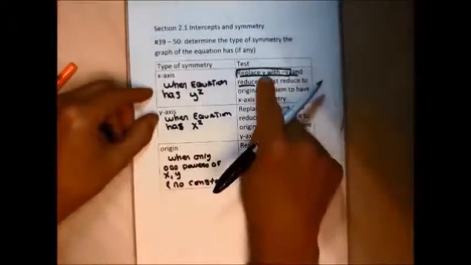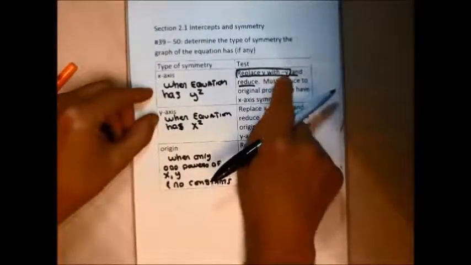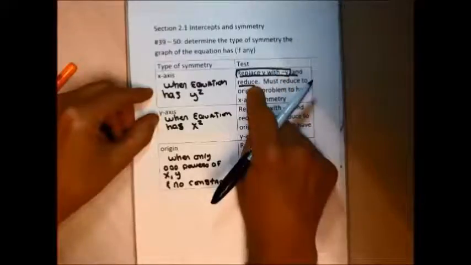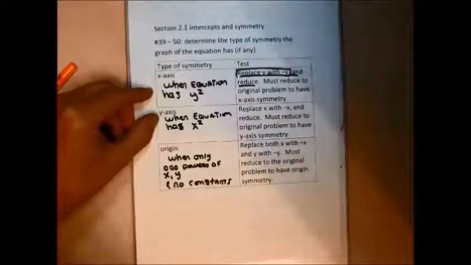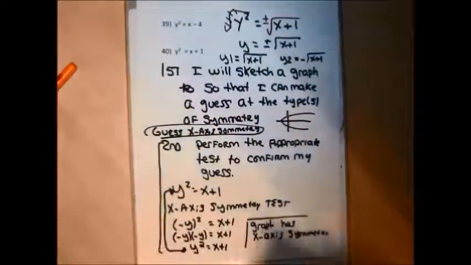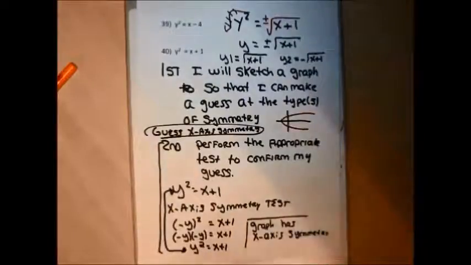And that test is taking the y in the original problem, replacing it with negative y, and reducing. If it reduces to something that's different than the original problem, it doesn't have that symmetry. If it reduces to the original problem exactly, it has that symmetry. All right, so I'm going to move on to problem 42.